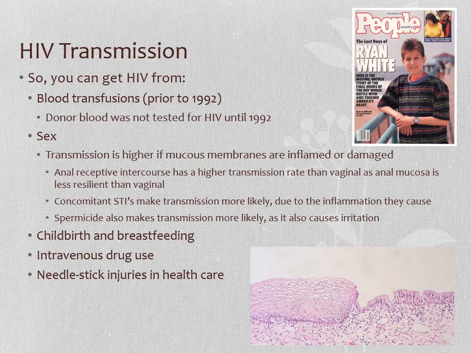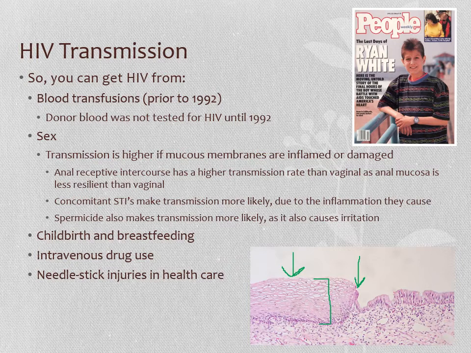So I just want to remind you of the squamocolumnar junction, which we've talked about before. And over here we have stratified squamous epithelium. That's what we find lining the inside of the vagina. It's many, many cell layers thick, so it's durable and resilient.